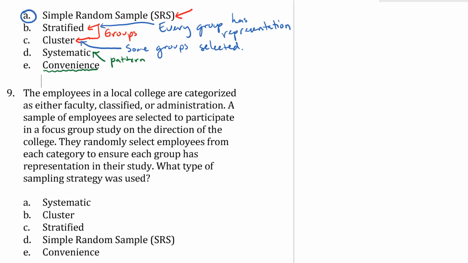So first of all, we have these categories or groups: faculty, classified, and administration. So we know it's either going to be stratified or cluster. And then we select from every group. And it tells us specifically that every group has representation. Well, what method is that? That's the stratified. For stratified, we make sure that every group has a say. So that one would be C.